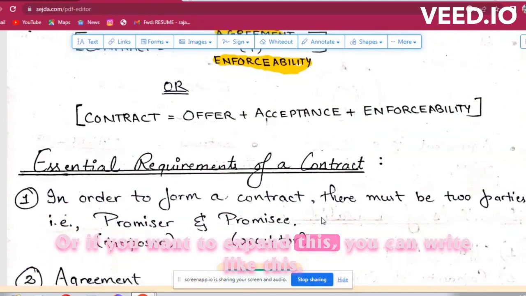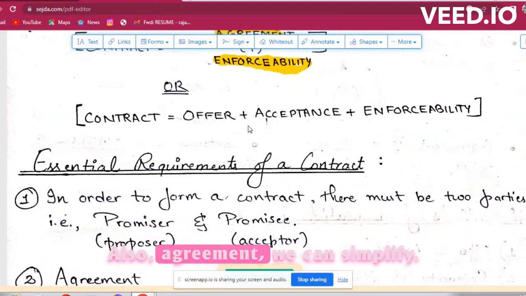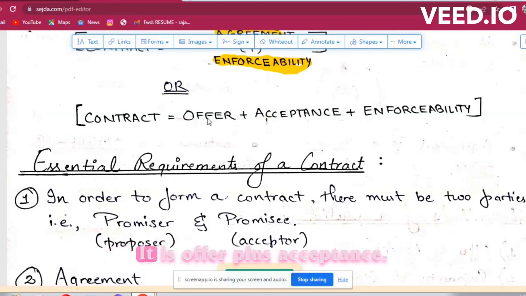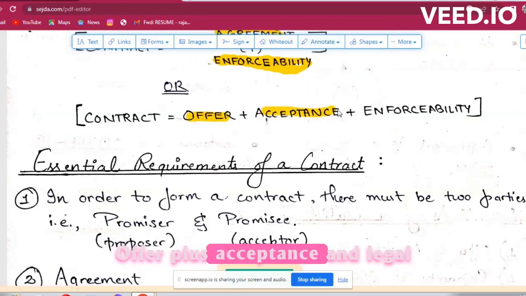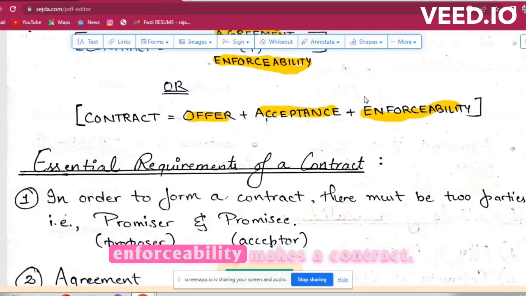Or if you want to expand this, you can write like this also. Agreement we can simplify as offer plus acceptance, and offer plus acceptance and legal enforceability makes a contract.